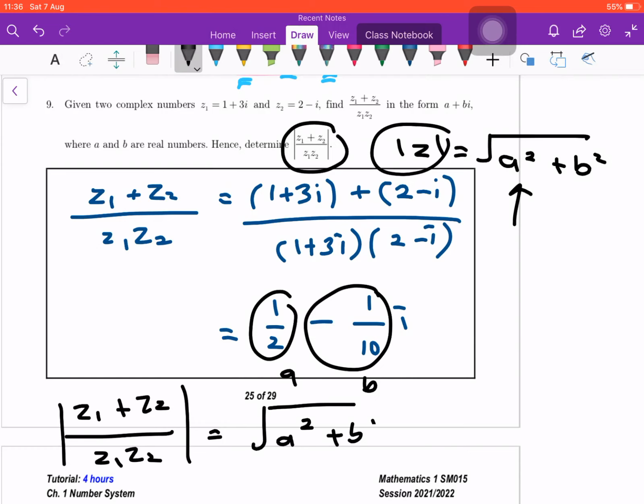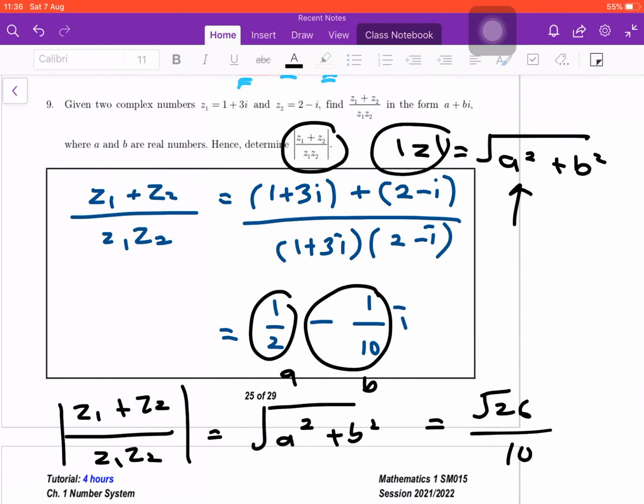Saya bagi final answer. Final answer dia adalah sqrt 26 over 10. Awak mesti boleh buat punya. I'm so yakin. So, the final questions for today. Panjang sangatlah video hari ni. I'm so sorry, but I hope these videos help you lah untuk selesaikan tutorial complex number.